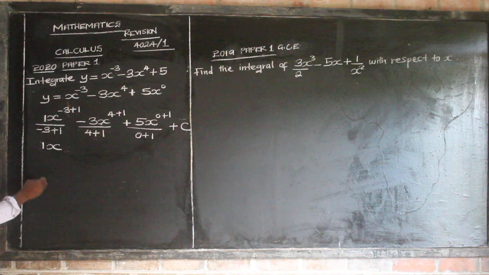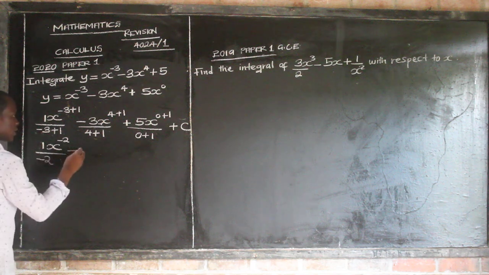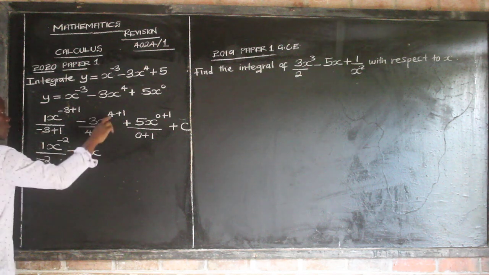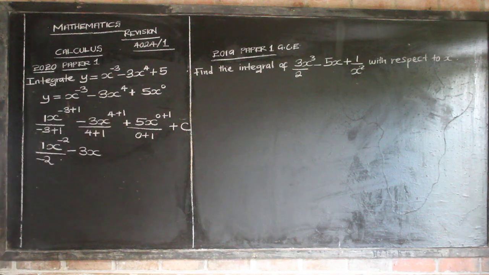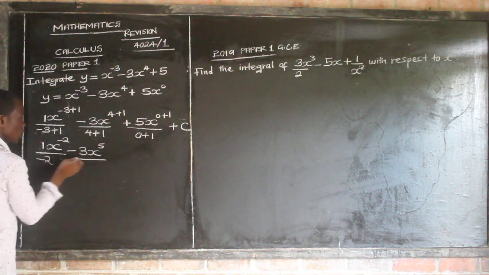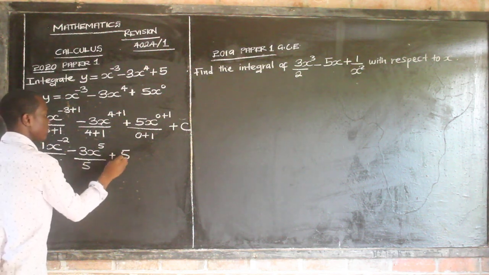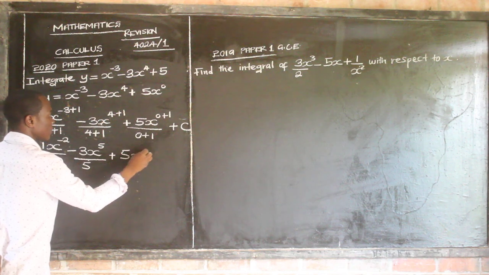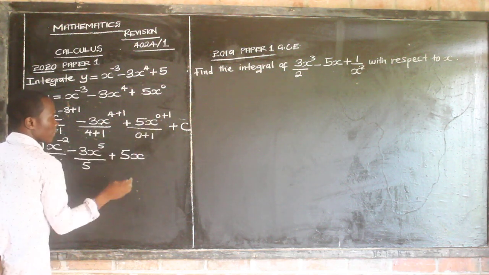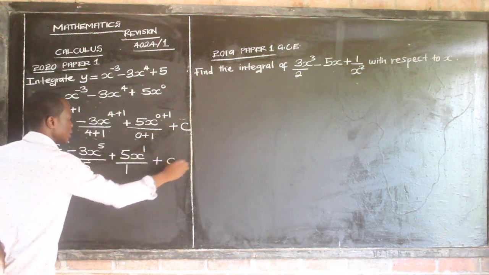Then you say x to the power negative 3 plus 1, get negative 2, over negative 3 plus 1, get negative 2. Then minus 3x, sorry, 4 plus 1 gets 5, over 4 plus 1 gets 5, plus 5x to the power 0 plus 1, you get 1, over 0 plus 1, you get 1, plus c.